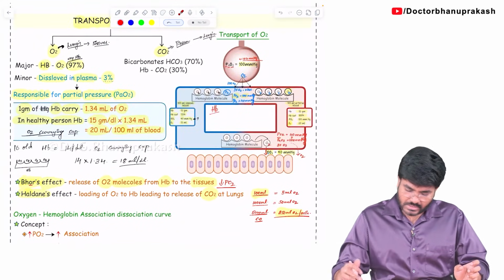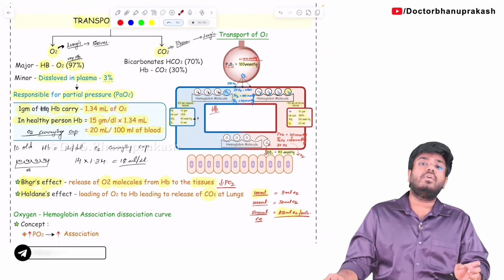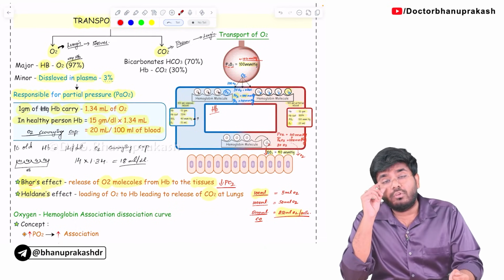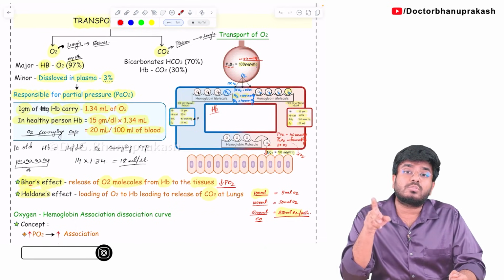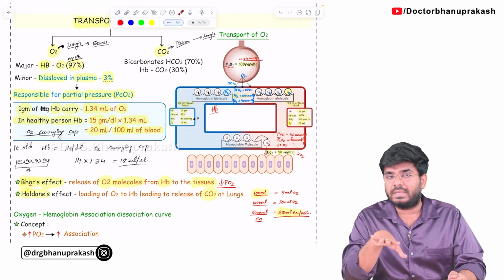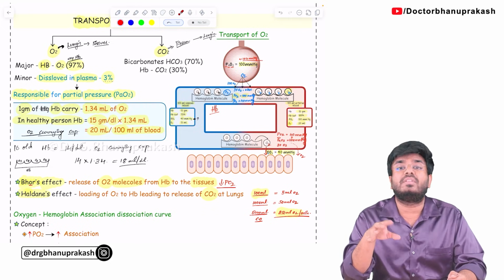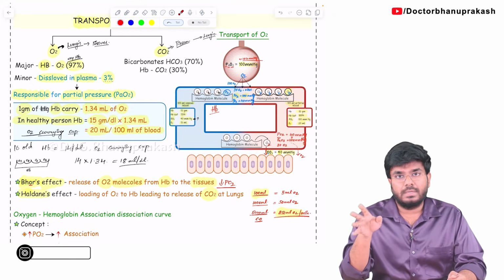Okay. So with this, we have successfully completed the topic of transport of oxygen. In the next video, we will be discussing the oxygen hemoglobin association dissociation curve, including right shift, left shift, what is the P50 value, and how they are different in different conditions.